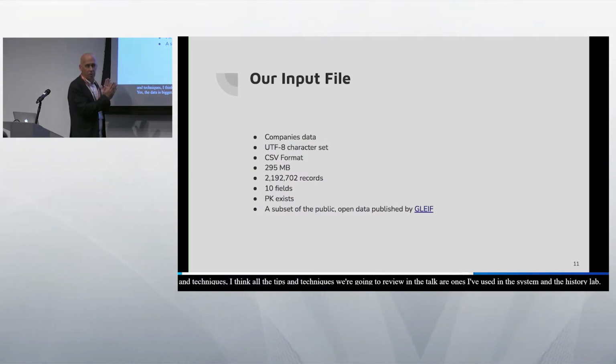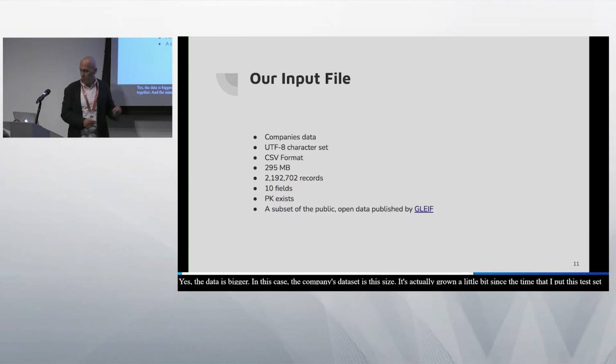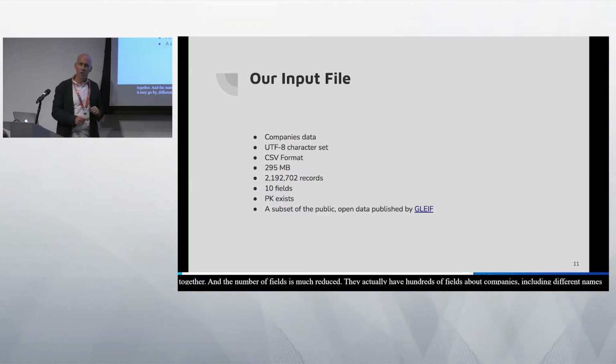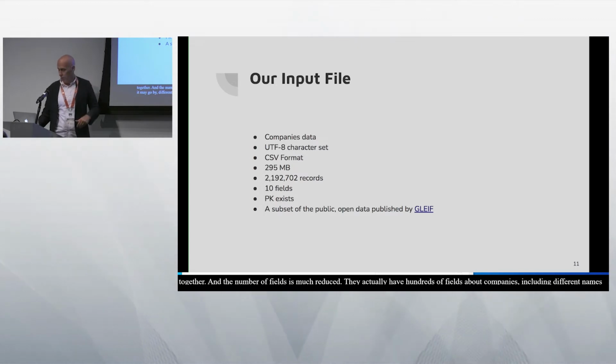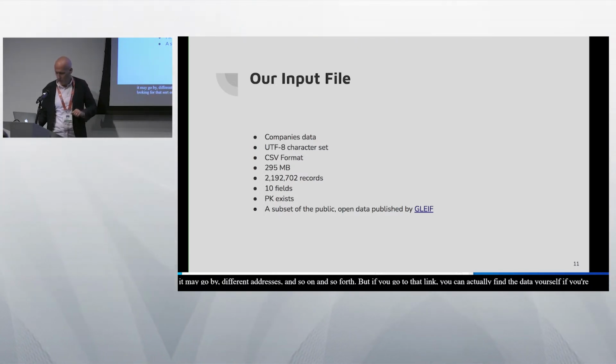And the number of fields is much reduced, right? They actually have hundreds of fields about companies, including different names they may go by, different addresses, and so on and so forth. But if you go to that link, you can actually find the data itself if you're looking for that sort of data. And it's interesting for these kinds of timing results. I almost used that term benchmark, and I'm going to get back to why I didn't do that in a minute.